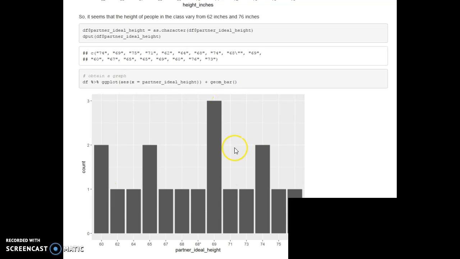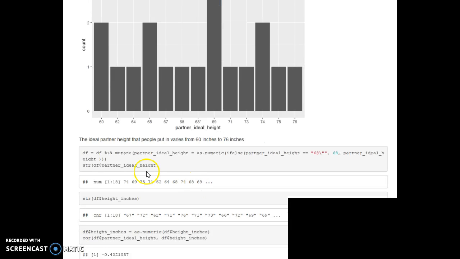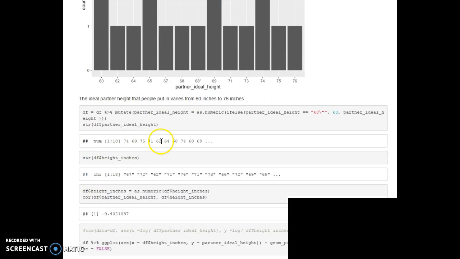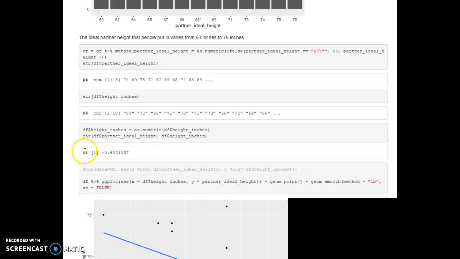We then had a graph individually of what people said the ideal partner height would be. Many said 69 inches, but on the whole, it's a fairly wide, even spread, with most people only selecting the individual height once. Here's just some more data as we cleaned up the numbers, getting rid of inches and such.